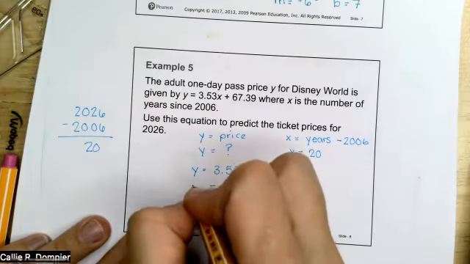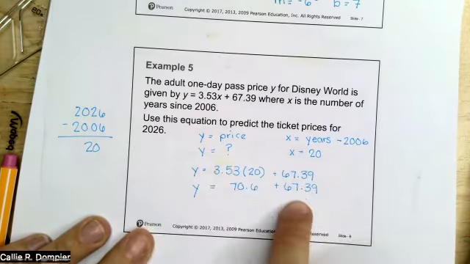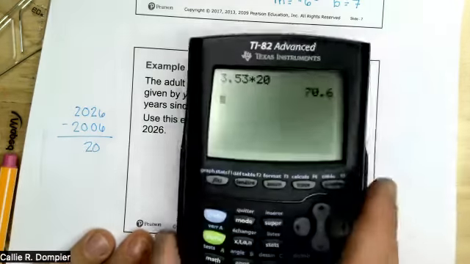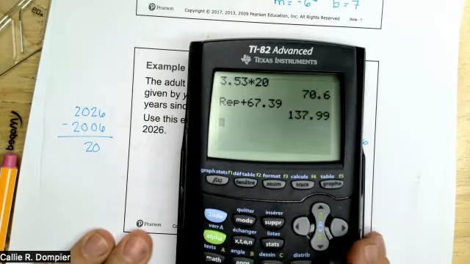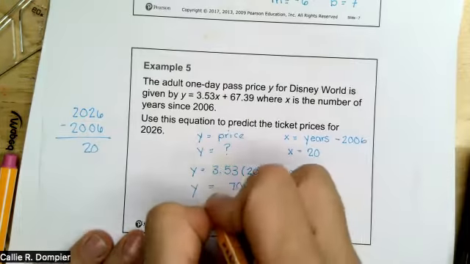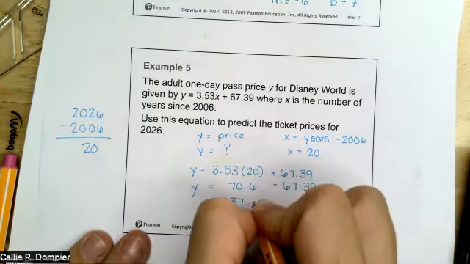And then we just add it to that constant. Those two numbers added together is 137.99. I'm sure that's not true.